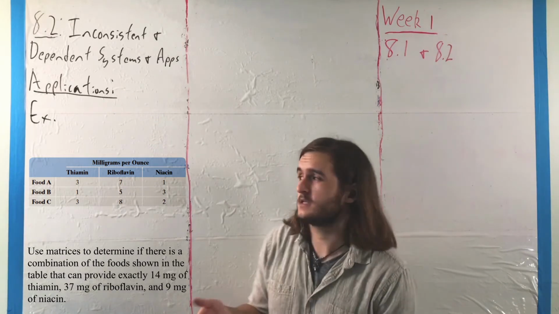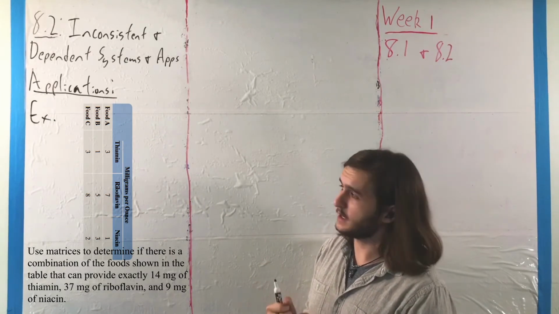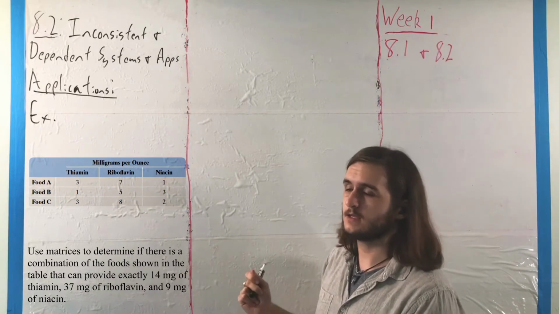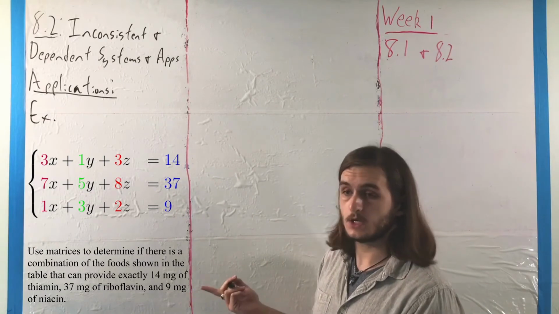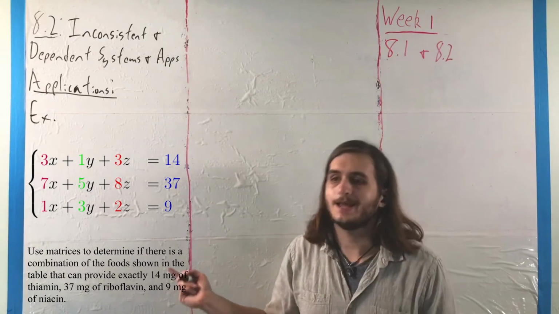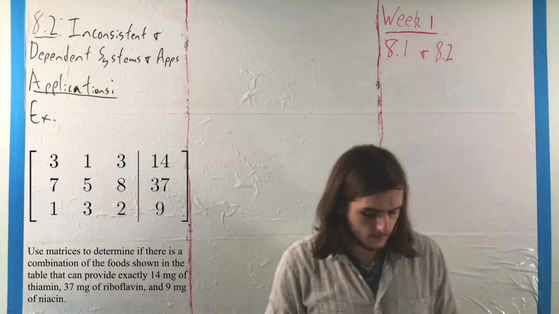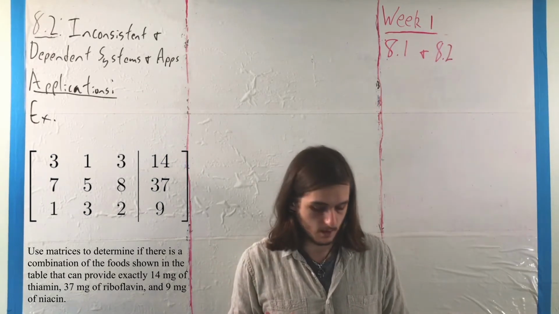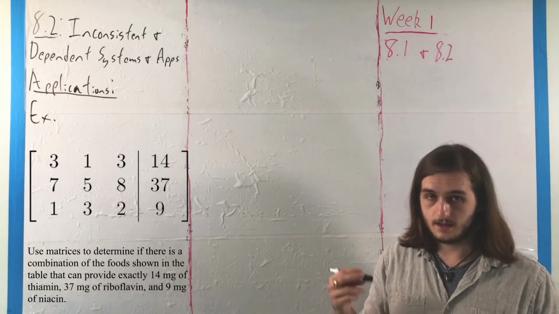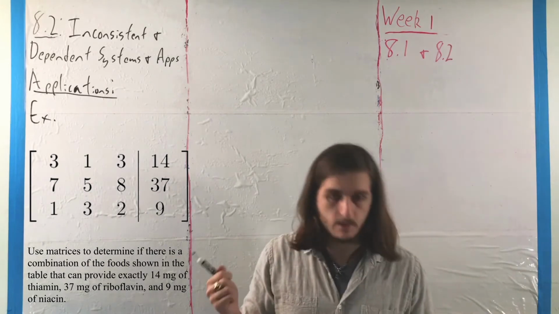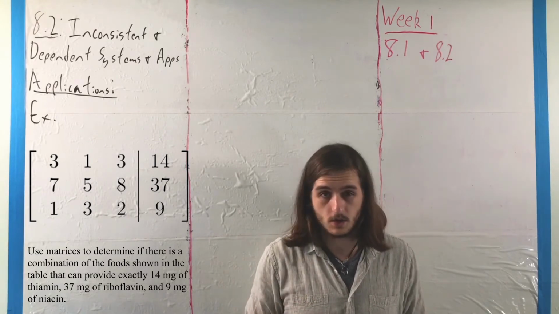Maybe it helps a little bit if we think about this by turning it on its side, so you have an arrangement that turns out more like what we're going to end up with. The long and short of it is we're going to take that table, translate it into some equations, and then turn them into a matrix that we can work with, where our matrix should have form 3, 1, 3, 14 in the first row, 7, 5, 8, 37 in the second, 1, 3, 2, 9 in the third. And from there, we want to use Gaussian elimination or Gauss-Jordan elimination to try and solve this.